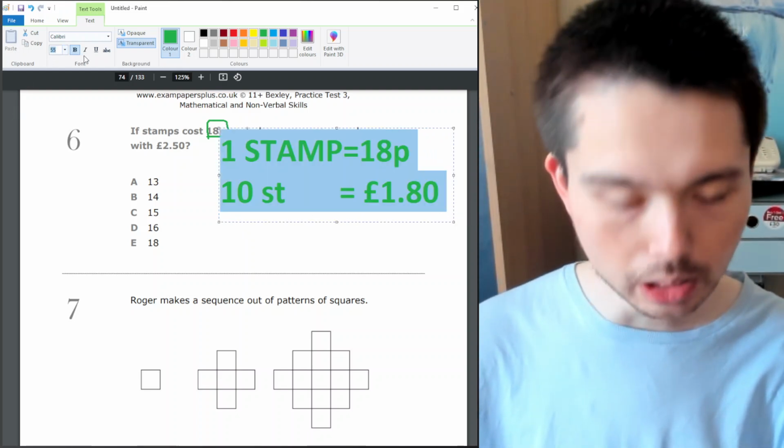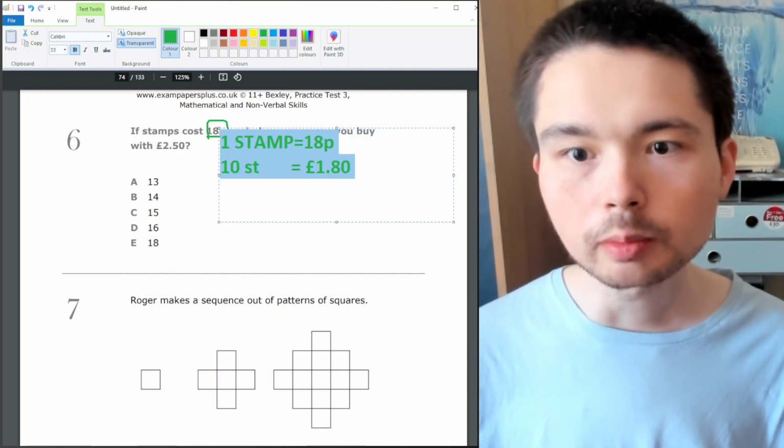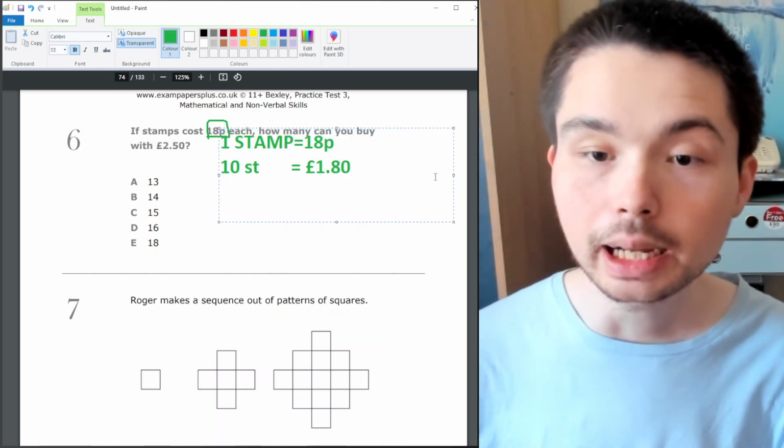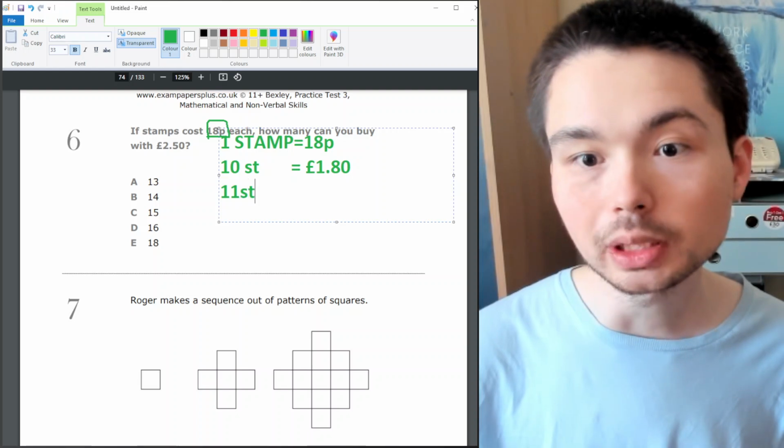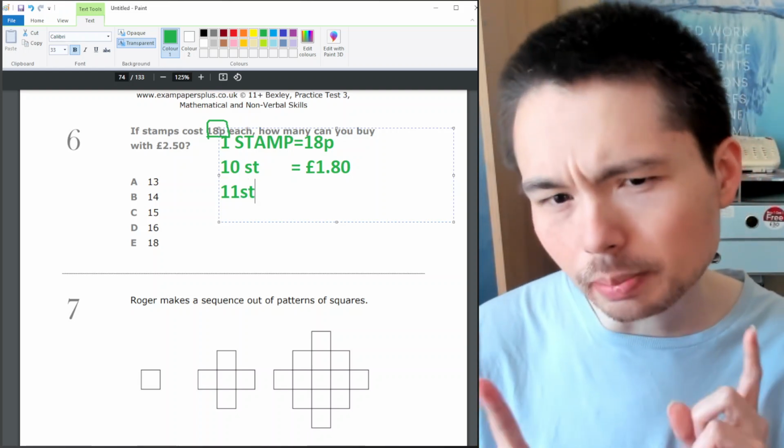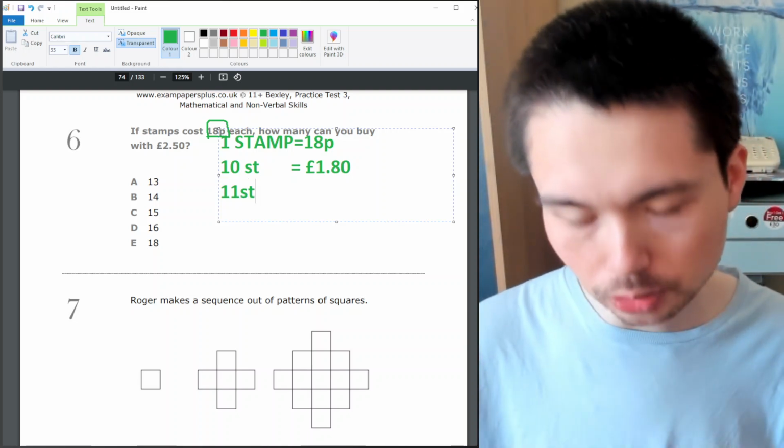Let me just make this a bit smaller. Here. Now we keep adding 18p. Why not? We can add a little bit more. You see, I can add quickly, but I don't know if you guys can add, so I'm just going to do it slowly.